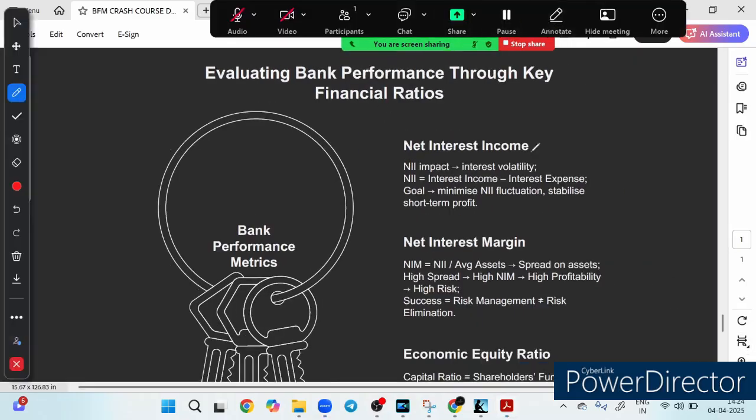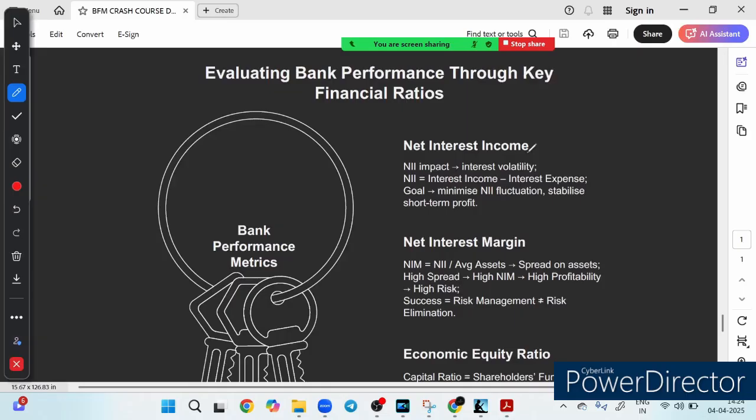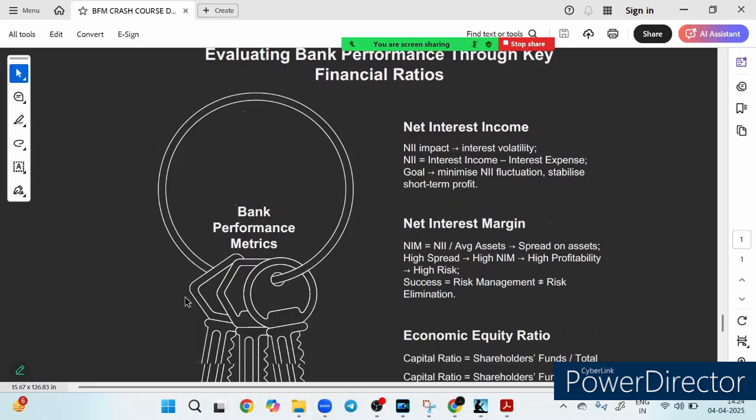So what the bank is earning from loans minus what it is paying as interest on deposits is called NII. You can see, interest income minus interest expense is NII. If NII is higher, it simply means stable earnings, and if NII is lower, it means more risky and unstable. So banks aim to reduce NII fluctuation so that their short-term profit remains steady and predictable. The main aim of the bank is to reduce NII fluctuation. They don't want NII to fluctuate, and if it is fluctuating, they want to reduce it.